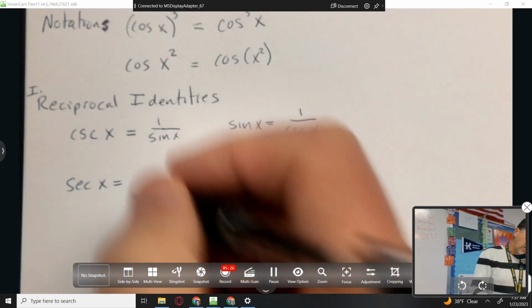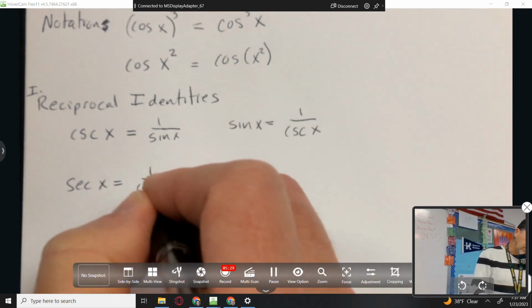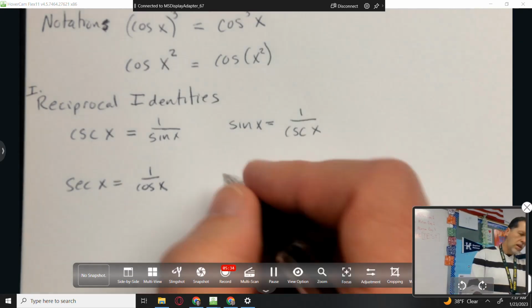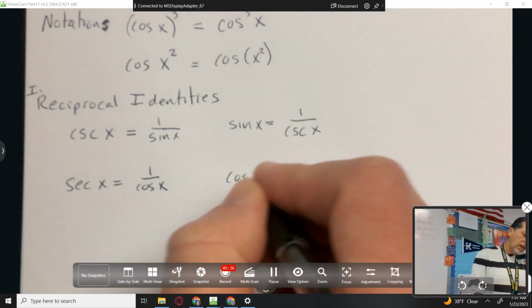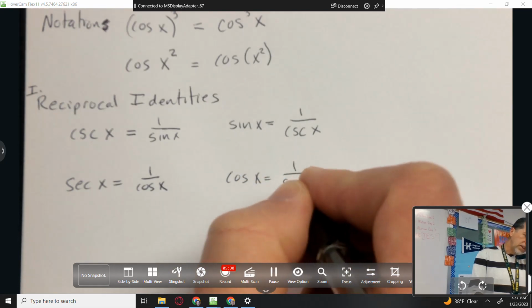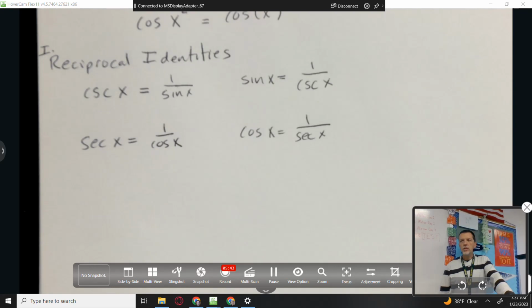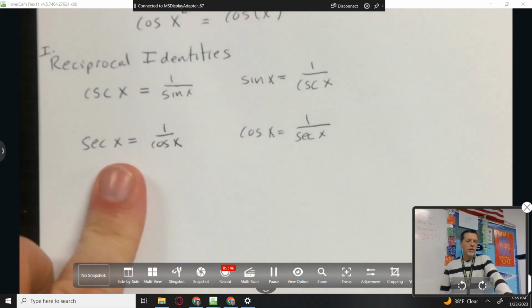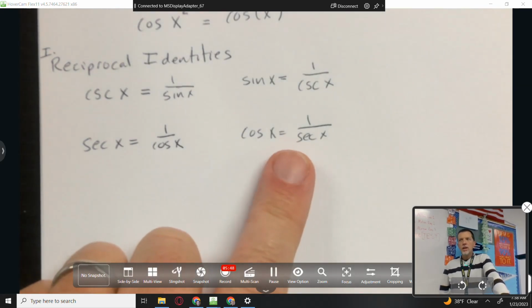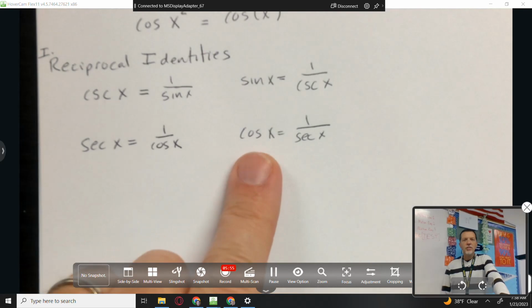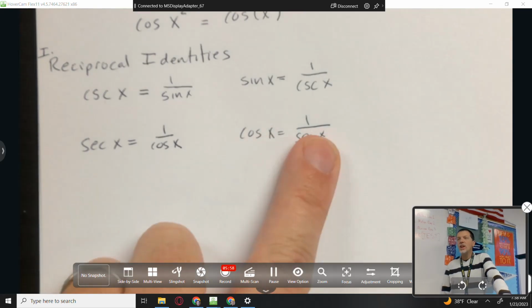And then you could guess the next two lines of notes. Secant is one over cosine. Which means that cosine is one over secant. And again, you're far more likely to need the first statement than the second, because we're going to be looking at long strings of equations and statements, and you're going to be replacing stuff. And if there's a cosine in there, almost never would you replace it with one over secant, because that would make things more complicated.